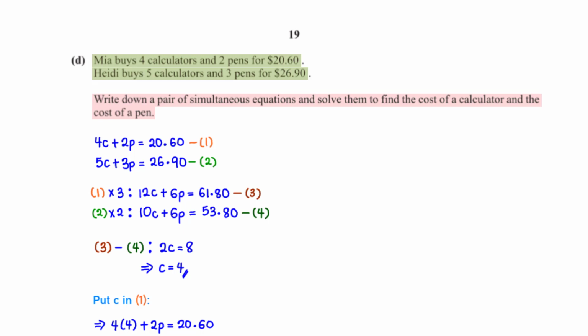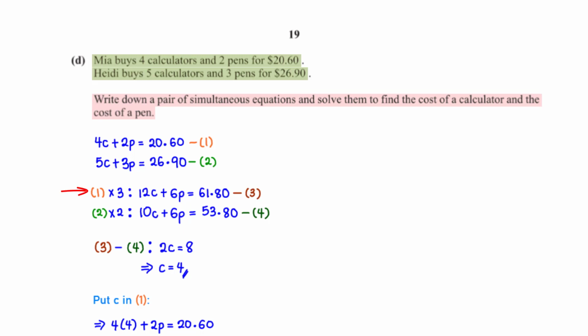So for Mia's purchase, we have 4C plus 2P equals 20.60. And for Heidi's purchase, we have 5C plus 3P equals 26.90. Now that we have these two equations, we can solve to find C and P. Let's use the elimination method. We'll start by eliminating the variable P.